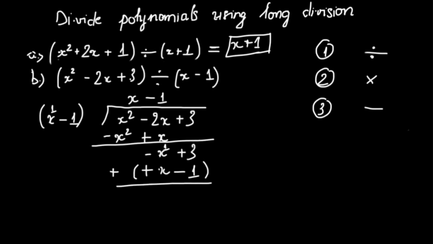Now we can add them together. Minus x plus x, you get 0x. 3 minus 1, you get 2, because this is actually 2 times x to the 0. And you see 0 is less than 1 here, which means you stop repeating the 3 steps above. And 2 here is the remainder.